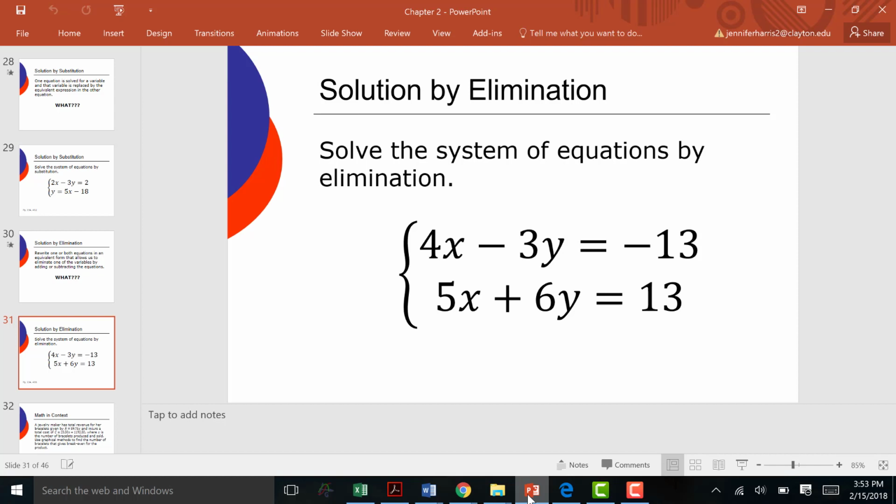So if I multiply 2 times 4, that gives me 8x. 2 times negative 3 gives me, wow, wouldn't you know, negative 6y, and a positive 6y is going to cause them to disappear. Hold on, let me go ahead and multiply so you can see. So I've got 8x minus 6y is equal to negative 26. I didn't do anything to the second equation, so I'm just going to rewrite it just like it is: 5x plus 6y equals a positive 13.